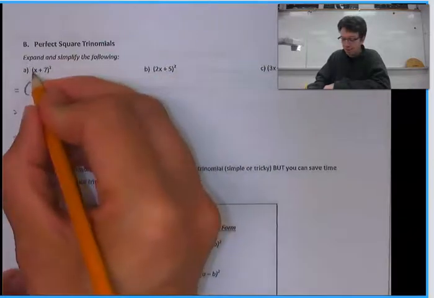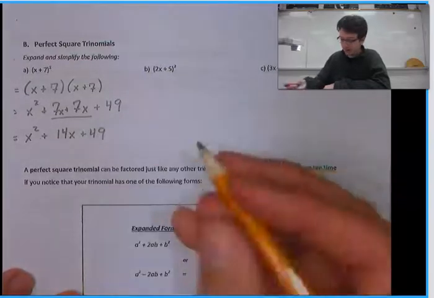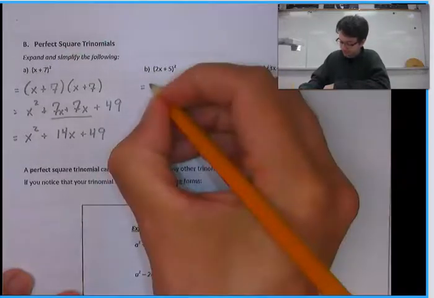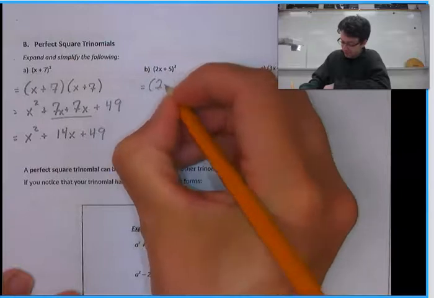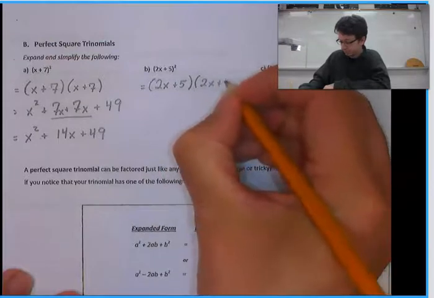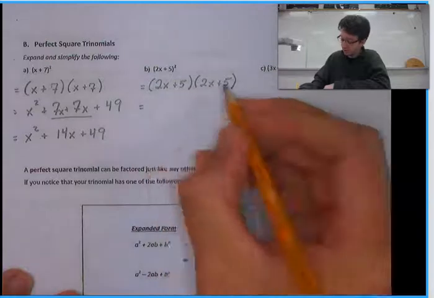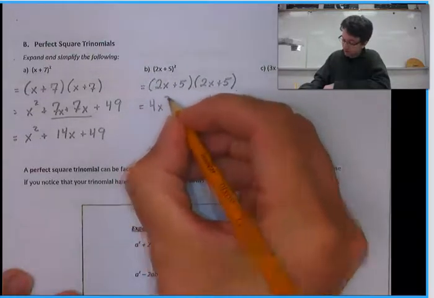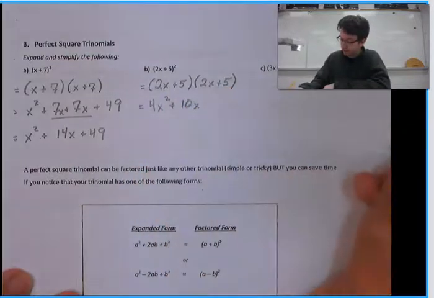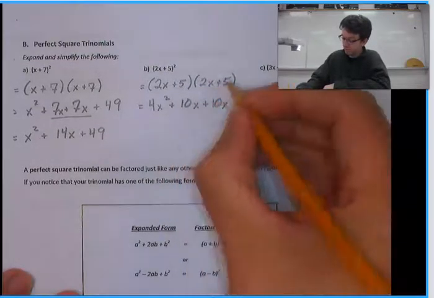But what if the coefficient in front of x is not 1? Do we get a similar pattern? How is it different? So let's look at this one. 2x plus 5. So here we're going to have 2x plus 5 multiplied by itself. Okay, so let's FOIL this. 2x times 2x is 4x squared. 2x times 5 is 10x. And then 5 times 2x, so 10x. So again, we get the same number twice. And then 5 times 5 is 25.